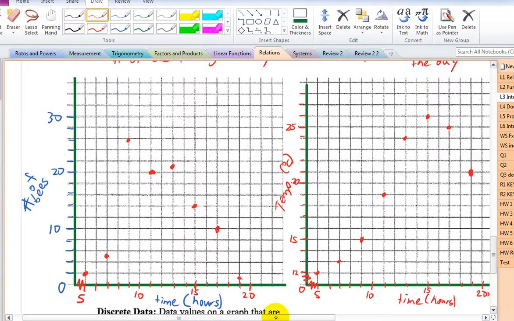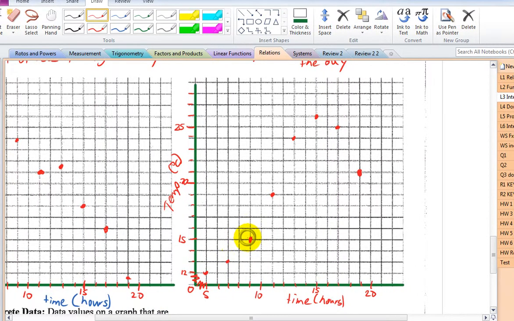Okay? But what about temperature? Does it make sense that in between 15 and 16 degrees there was a slight increase of temperature? Totally. It wasn't instantaneous. It didn't jump right from 15 up to 19. It didn't go boom, they were at 19. It slowly increased. So for the temperature, it makes sense to have points in between. So for this graph, it makes sense to connect the dots. And we try and connect the dots with a straight line or with a smooth curve. Okay? So this would be a smooth curve.